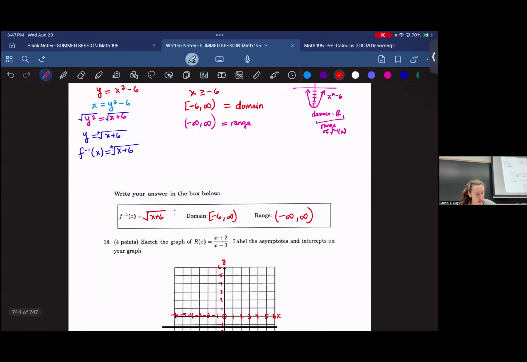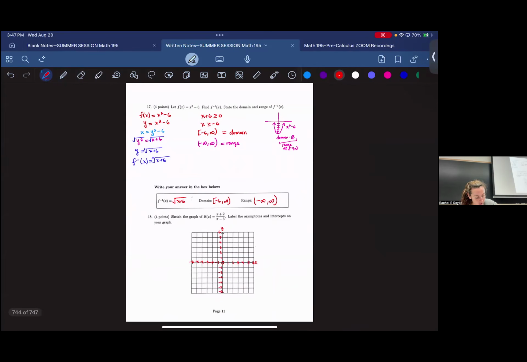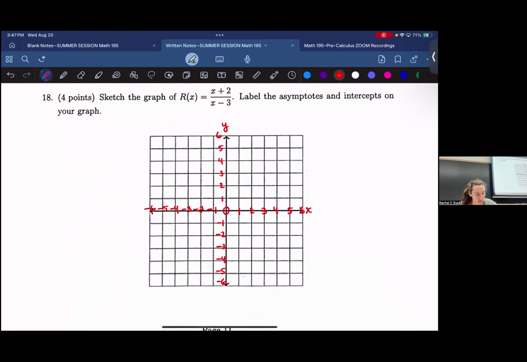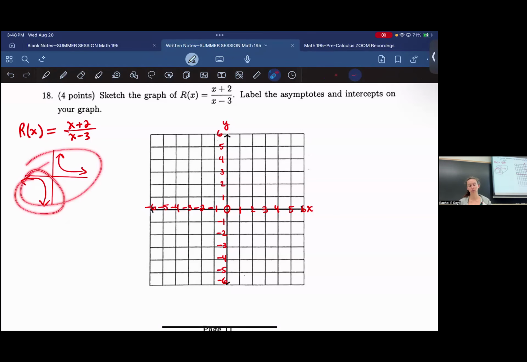So questions 18, 19, and 20 are all graphing ones. I guess we can do these really quickly. They won't take too long to just do from scratch. We have our r of x is equal to x plus 2 over x minus 3. So you immediately want to think of the parent function where you're going to have something look something like this. A lot of students on quizzes only did one side, so just make sure you're including both of them.